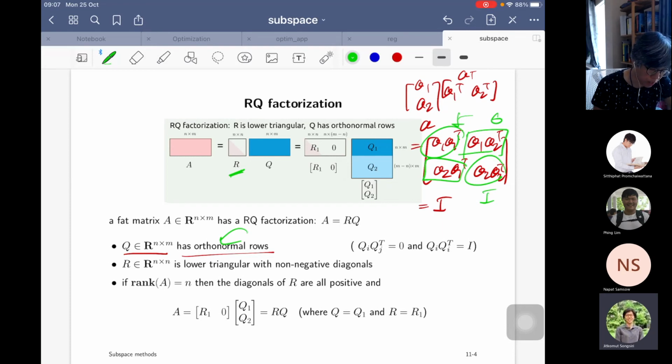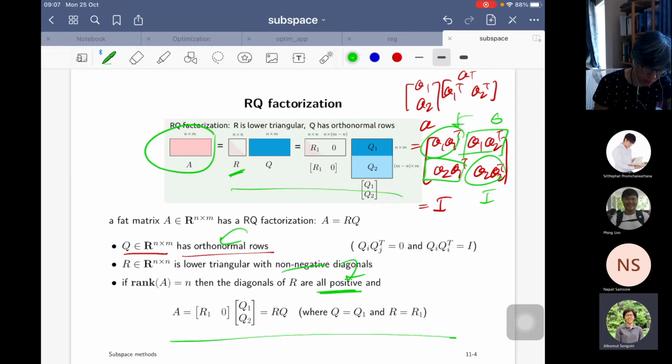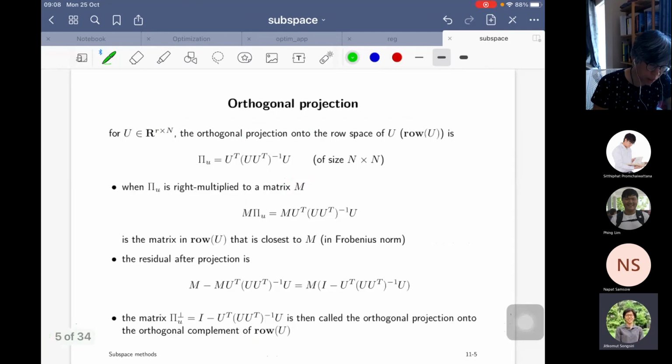If the rank of A is n, and what we're going to see here is A is generally fat, if the rank of A is n, or A is full row rank, we can show that the diagonals of R are all positive, not only non-negative but positive. Okay, and it has a factorization as I illustrate in this picture. Full RQ will give you a factor R and Q. That's RQ factorization. I will explain shortly how RQ factorization is related to the problem we consider here.